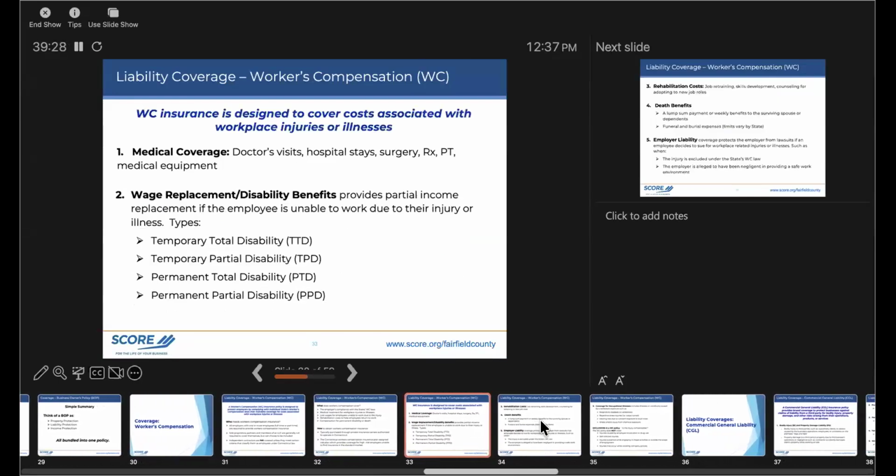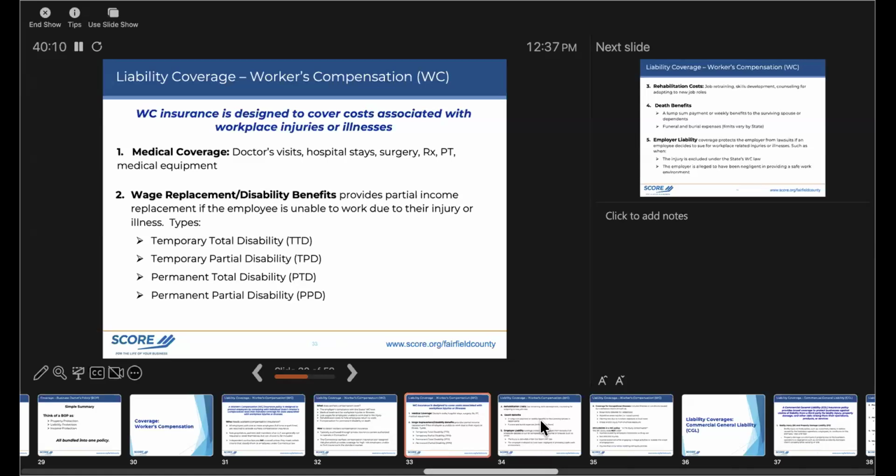It's designed to cover medical coverage, doctor's visits, hospital stays, surgery, all those things, wage replacement, disability benefits. Really quickly, workers' compensation is highly regulated, and there's four types of benefits: temporary total disability, temporary partial disability. So temporary total disability might be a broken left arm. That left arm is totally disabled temporarily until it heals. Temporary partial disability might be that you can still use the wrist or something like that, and it will be healed 100% in due time.